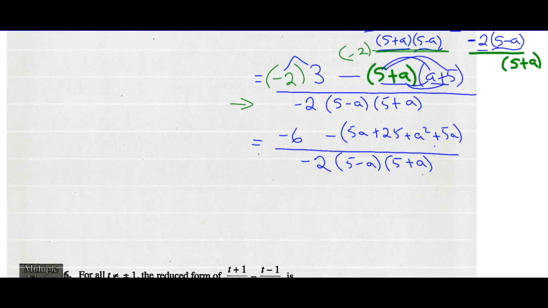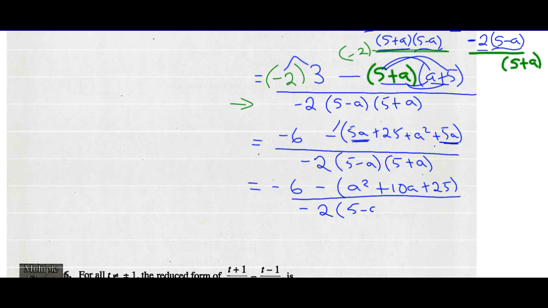So combine like terms. Well, first you have to get rid of that bracket. So I've got negative 6. 5a plus 5a is 10a. So let's write this bracket in simplest form. A squared plus 10a plus 25 all over my common denominator of negative 2 times 5 minus a times 5 plus a. And now let's get rid of that bracket.